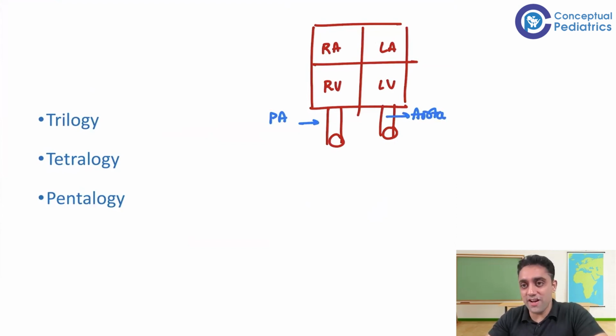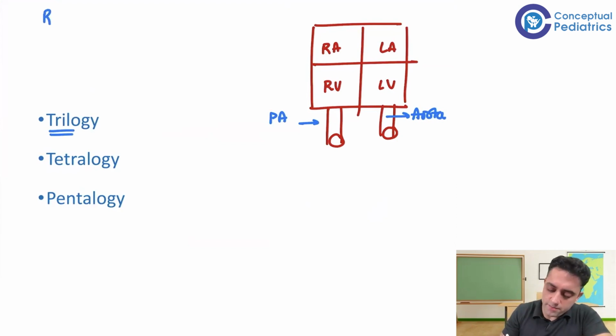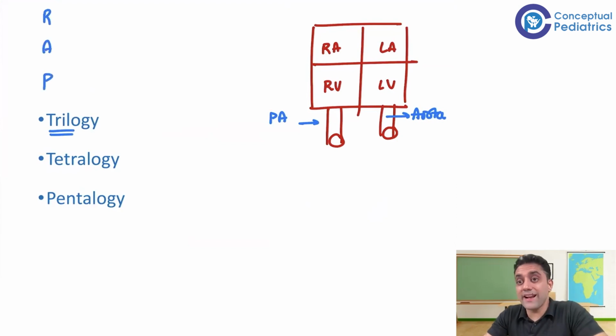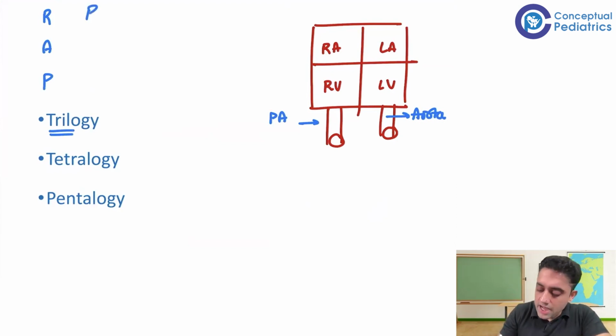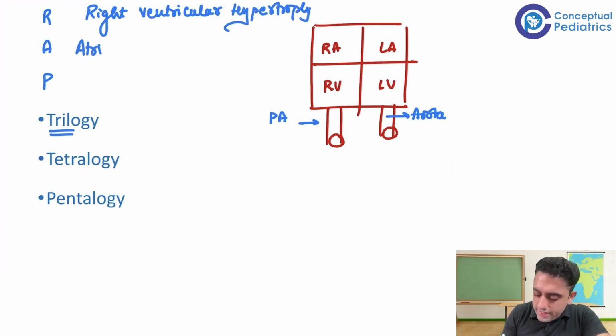What is trilogy of Fallot? Trilogy, three problems, three defects altogether. Any idea what the components are? In trilogy of Fallot, imagine I am a rapper, R-A-P. RAP is the mnemonic for trilogy of Fallot. R for right ventricular hypertrophy, A for atrial septal defect, and P for pulmonary stenosis.